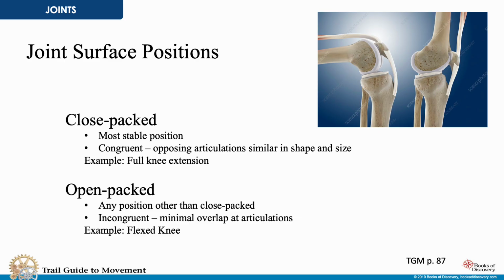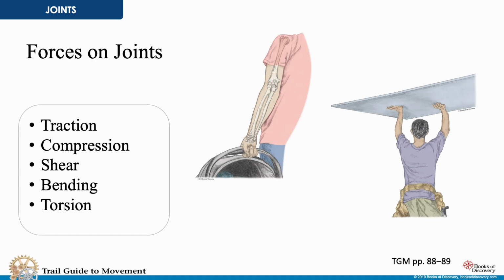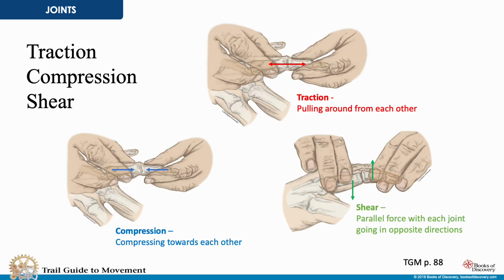Your knee is most stable, close packed, when fully extended. When it's flexed, it's open packed and more vulnerable to forces like traction, compression, or shear. Forces on joints include traction, compression, shear, bending, and torsion.